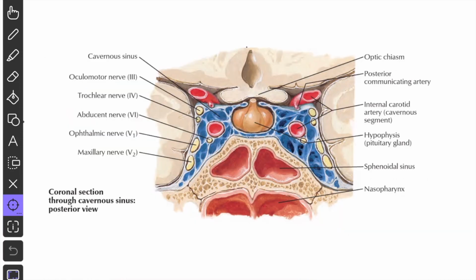Next we'll see the structures passing through the cavernous sinus. The first structure is the internal carotid artery. So you can see the internal carotid artery which passes through the sinus. This internal carotid artery is surrounded by the plexus of sympathetic nerves and the veins.